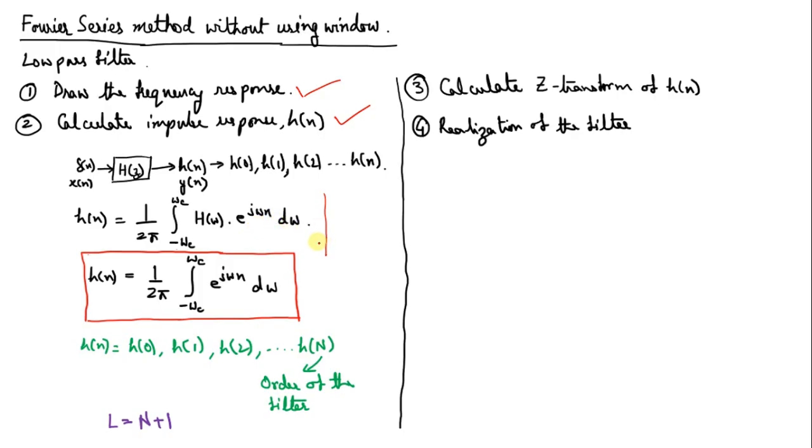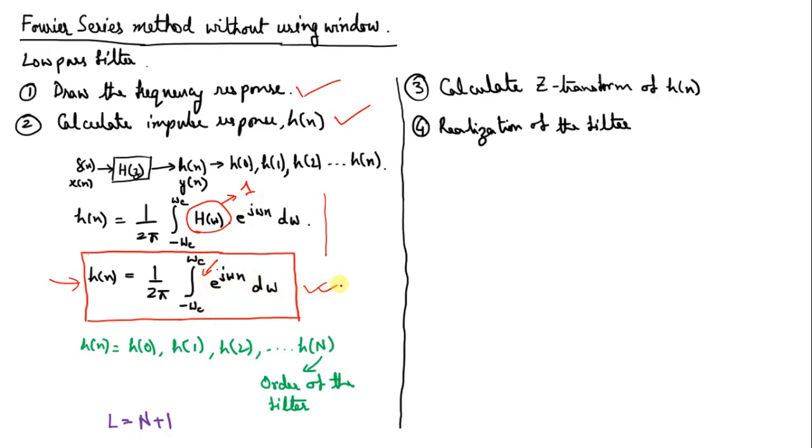Okay. Now, yesterday we have discussed that H(omega) is usually considered as 1. So it comes as 1 and our equation changes to h(n) equals 1 by 2 pi integration from minus omega c to omega c of e to the power j omega n d omega.